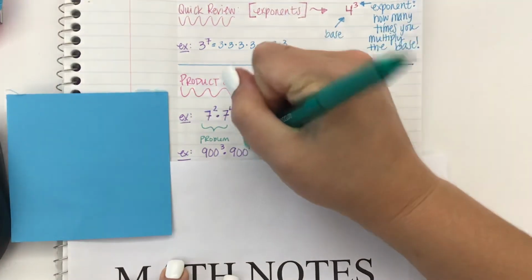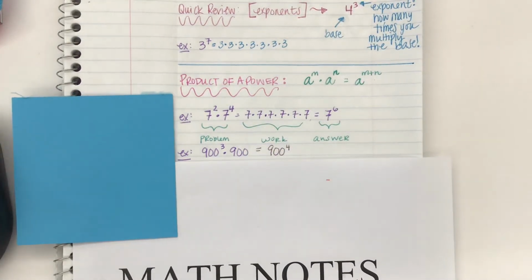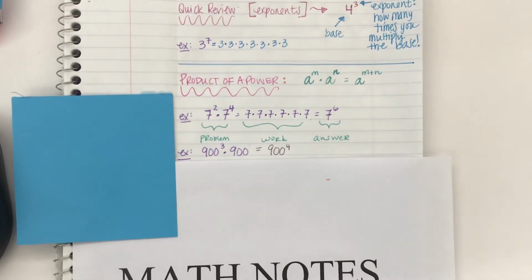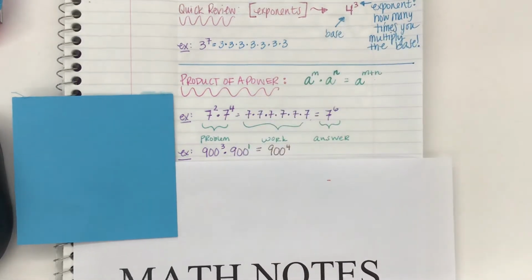Okay, so here we have 900 to the power of 3 times 900. Keep in mind, this is another thing you need to know. Whenever you do not see an exponent on a number, the exponent there is always 1. Therefore 900 to the power of 3 times 900 to the power of 1 is just 3 plus 1, so it's 900 to the power of 4.